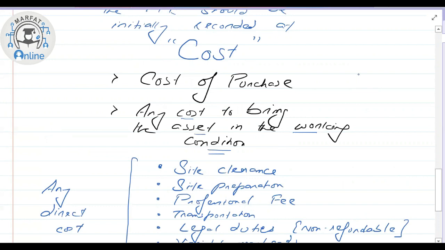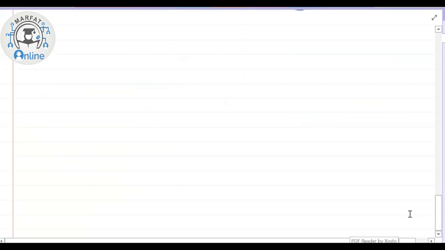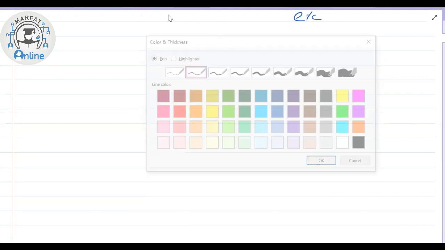So cost means these should be capitalized. Capitalized means that this should be part of cost, initial cost, cost of purchase plus any cost to bring the asset in the working condition. Now we are discussing the last one, dismantling, decommissioning and restoration, in detail, because this is important. The rest is simple, like site preparation, site clearance, professional fee, custom duty, everyone knows that.